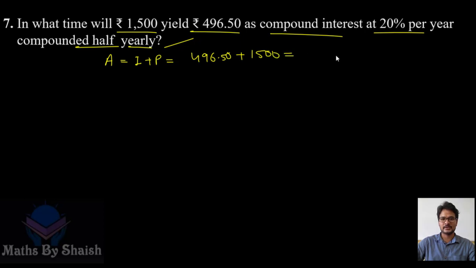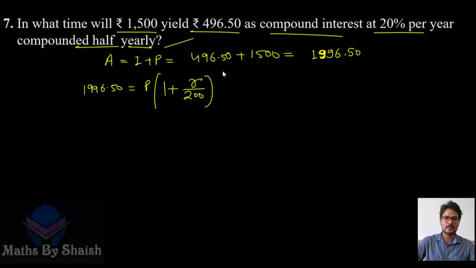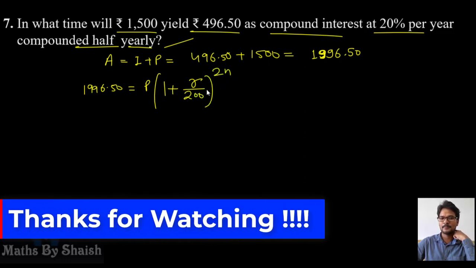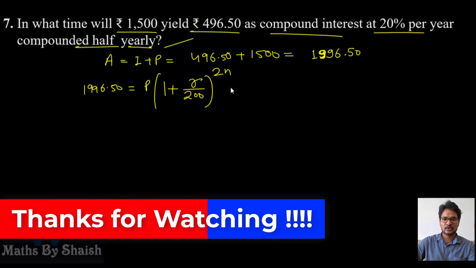So if you add, we will get this as 1996.50. This is the amount. Now we will use the formula for A, that is 1996.50 equals P times (1 plus R over 200) to the power 2n. This is the formula, and we have the P value, so we'll cross multiply.